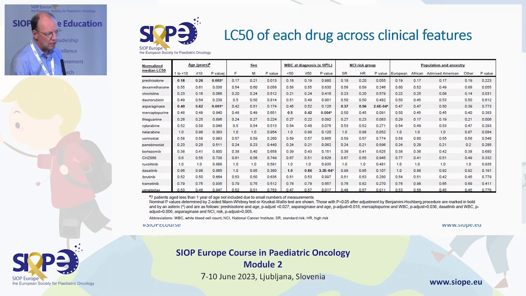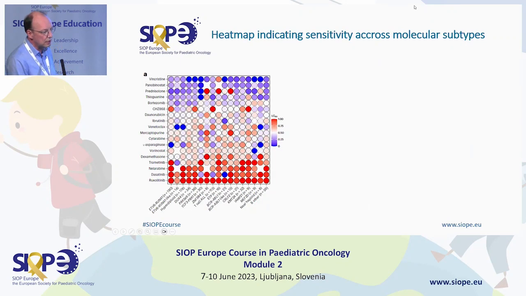Not that many. There is nothing related to sex or population and ancestry, and a few related to the white blood cell count and the NCI risk group, that is, again, a combination of age and white blood cell count, so that is very much in line with this one. So that is the 18 drugs, the sensitivity to those 18 drugs ex vivo in relation to the clinical factors of these children. Then they also looked at the sensitivity across the molecular subtypes.